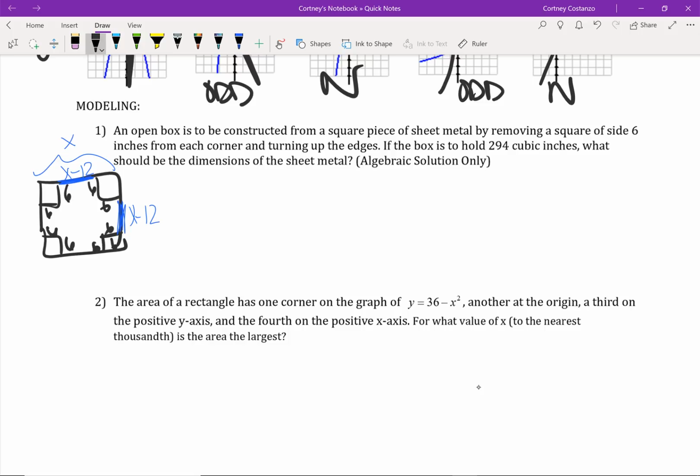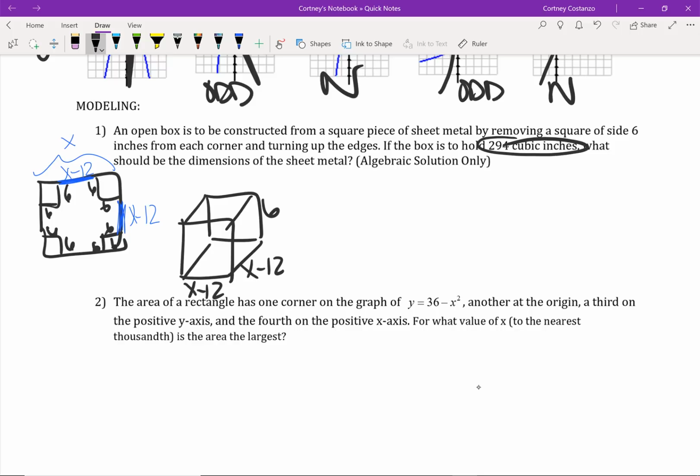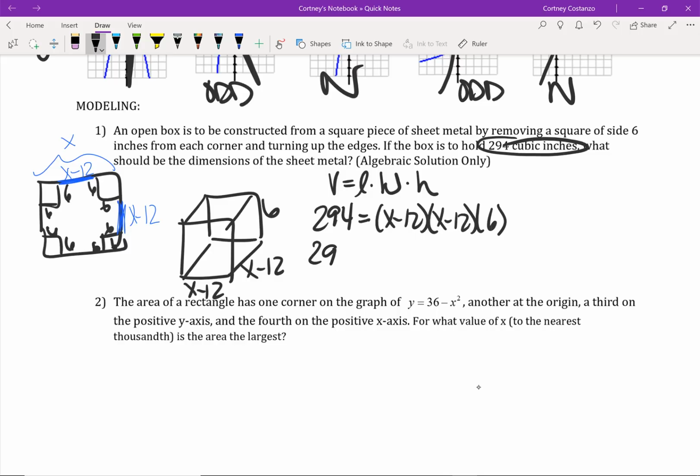So if I make this a 3-dimensional shape, my dimensions are x minus 12 with a height of 6. It is talking about 294 cubic inches, which happens to be volume. And volume of a rectangular prism is length times width times height. If the volume is 294, the length is x minus 12, the width is x minus 12, and the height is 6, I can write this as 294 equals 6 times (x minus 12) squared, because there's two of them. And it wants me to solve for the dimensions of the sheet metal, which would be x.